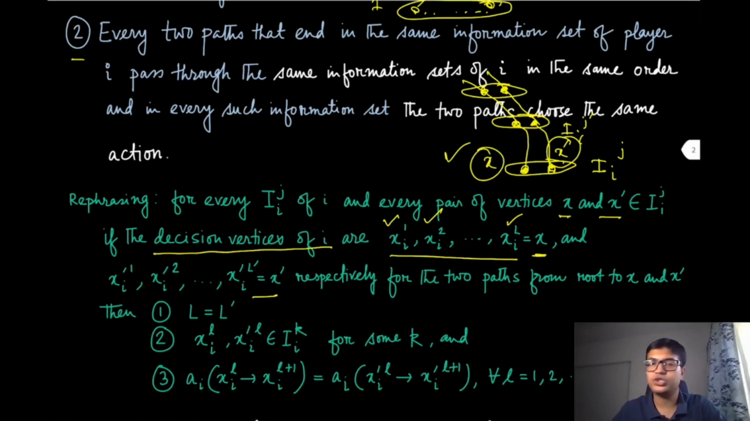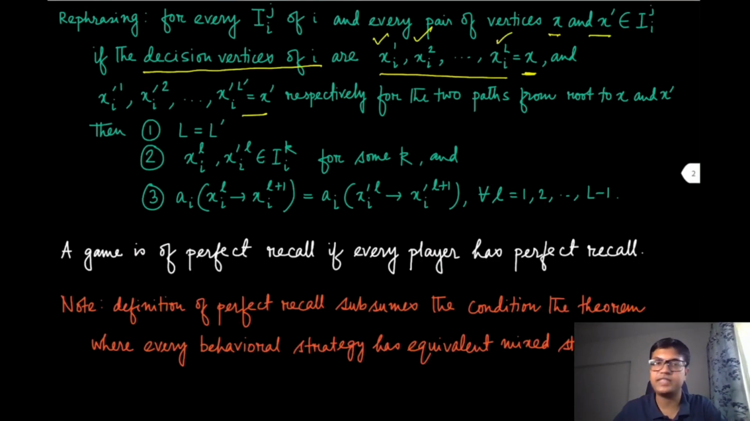Then three conditions should get satisfied. The first condition is this number L and L prime should be the same. So this is the first condition here. So you cannot have dissimilar number of points where player I is playing and you are leading to the same information set for that player. That is not possible.